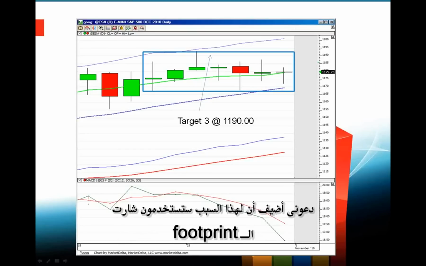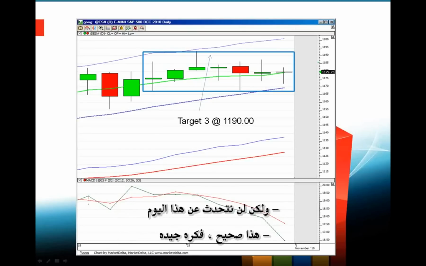I would have to add that's why you'd want to use the footprint chart, but we're not talking about that today. That's true. That is a very good point.